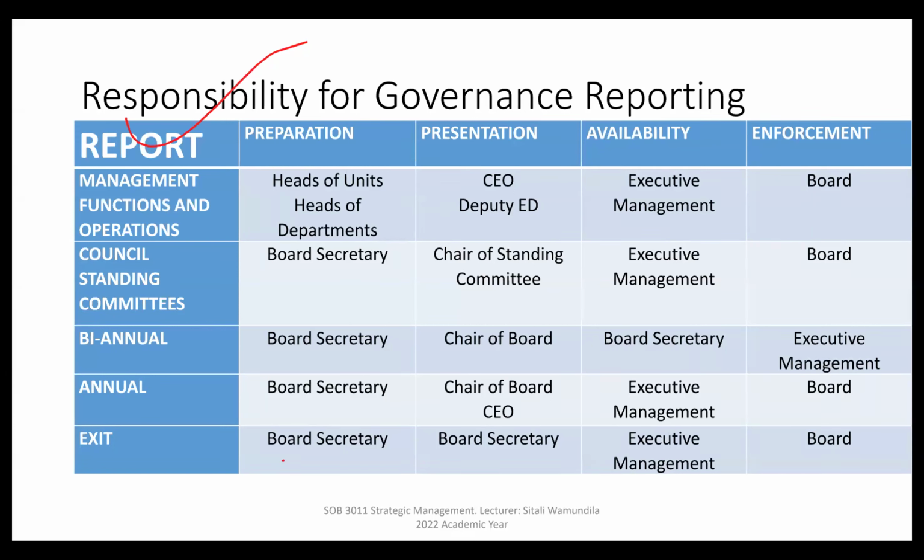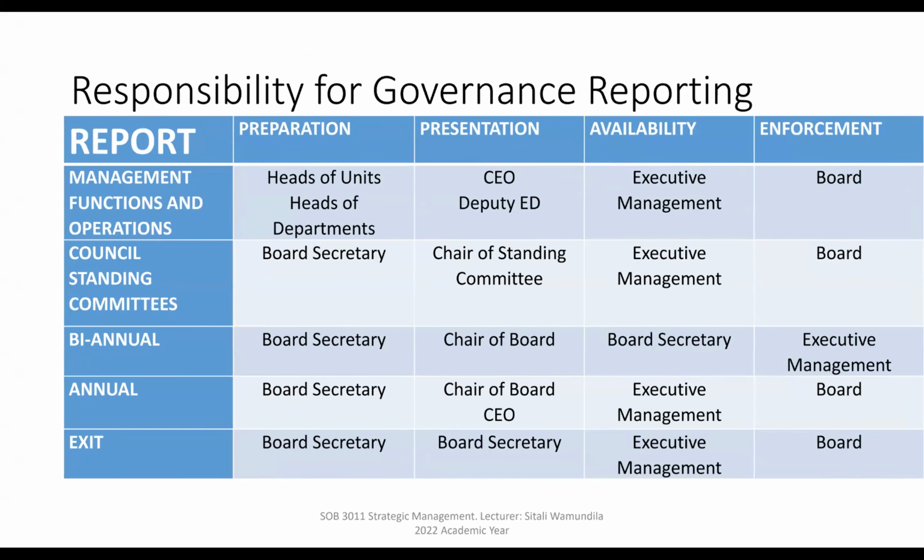But when it comes to the annual report, the board secretary will prepare. Then the chair of the board and the CEO present. Then you have the executive management and the board. And then the exit report, the board secretary will prepare this report. And then the board secretary will present again. And then the availability will be the executive management. And to enforce is still the board. So this is a very, very important framework that you need to understand.